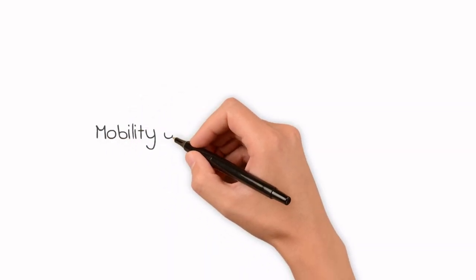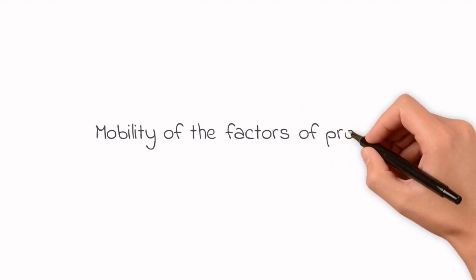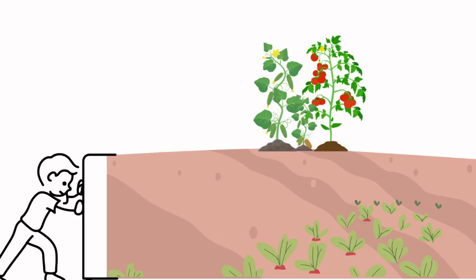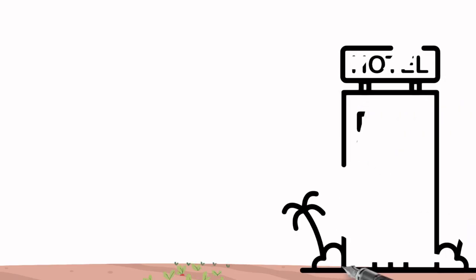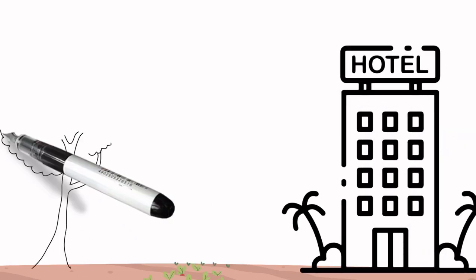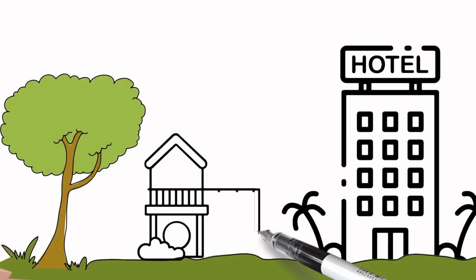Not all factors of production are easy to move. Let's look at mobility. Land is the hardest to move. You can't move a piece of fertile soil from one island to another, but you can change its use. For example, farmland could be turned into a resort or a playground.